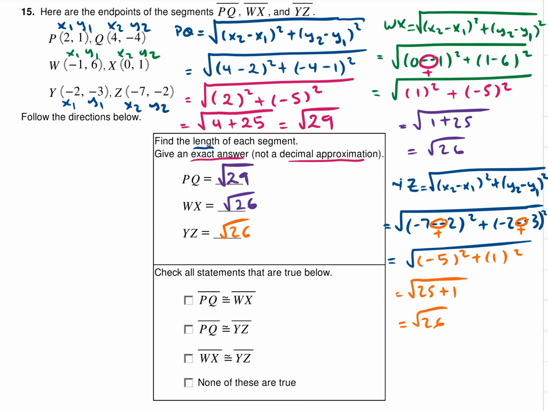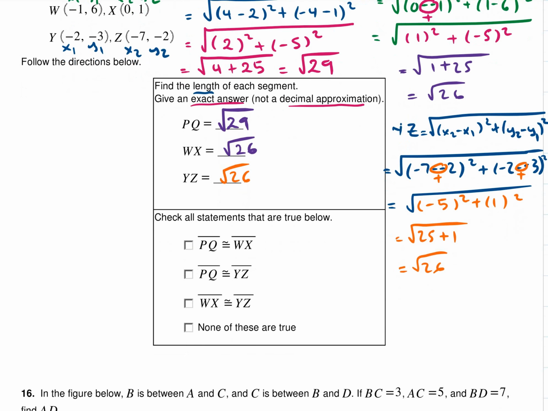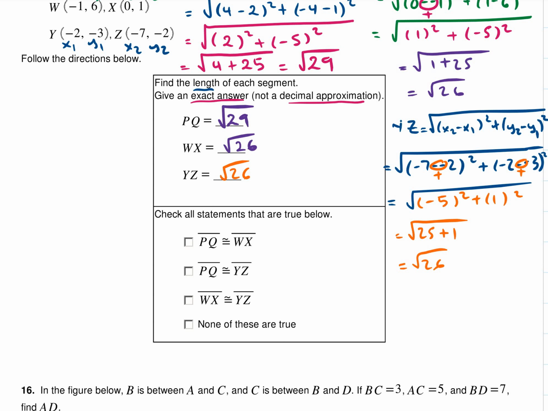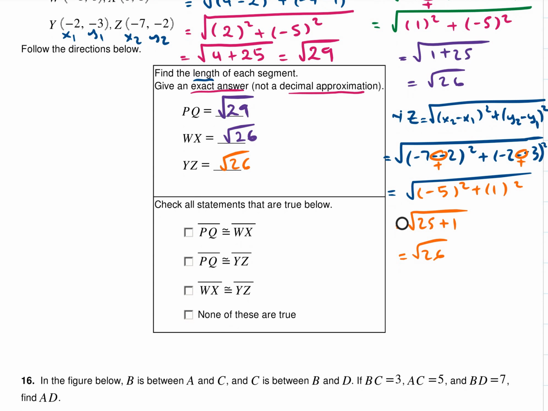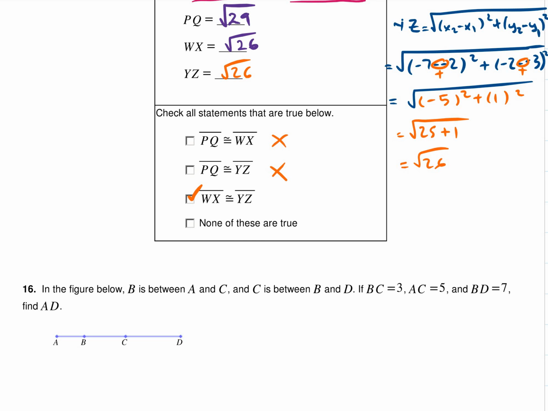Square root of 26. Check all the statements that are true below. So we see that WX and YZ have the same length, which means they are congruent. WX and YZ, that would be the third option. PQ congruent to WX? Nope, because PQ is square root of 29, WX is square root of 26. Also, PQ is not congruent to YZ. The correct answer is the third one.